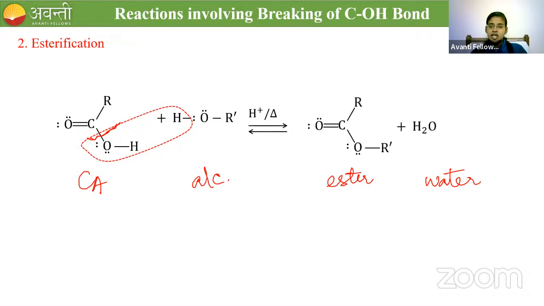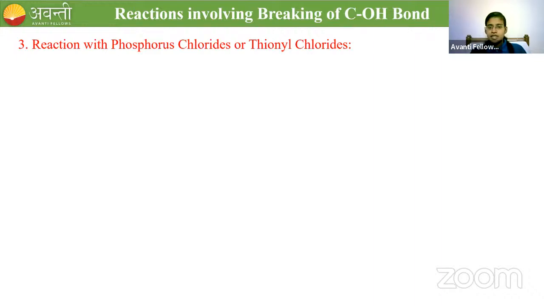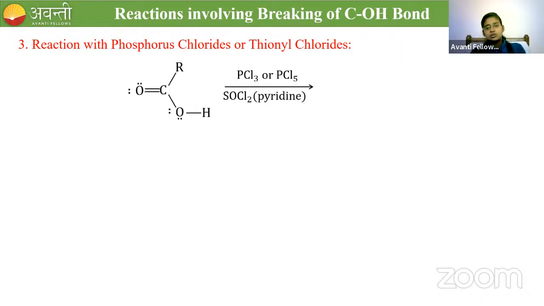Shall I go for the third reaction? Any doubt so far? Okay. Third is the reaction with phosphorus chloride and thionyl chloride. So what is meant by phosphorus chloride? PCl3, PCl5. Thionyl chloride means SOCl2.